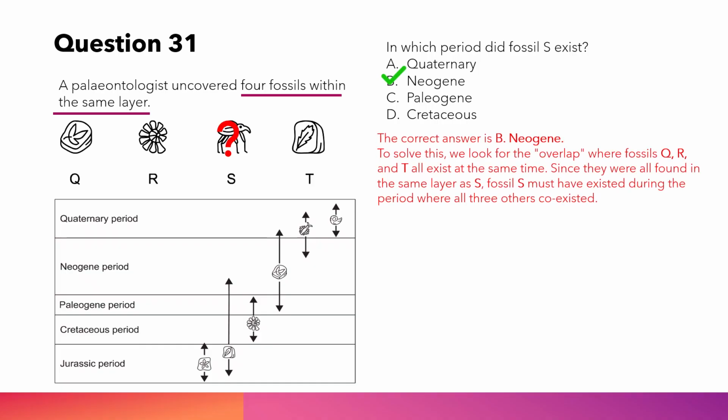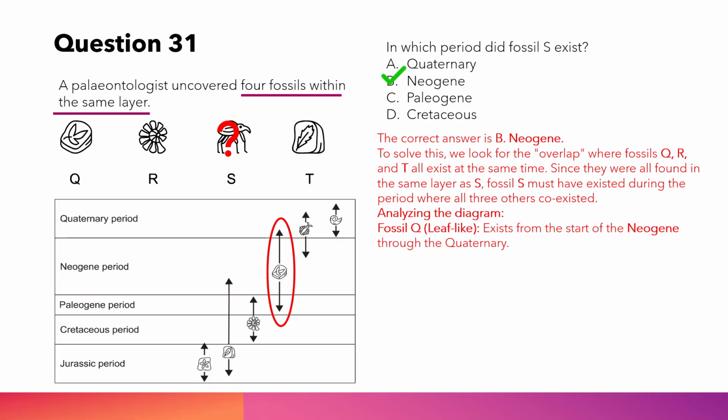To solve this, we look for the overlap where fossils Q, R, and T all exist at the same time. Since they were all found in the same layer as S, fossil S must have existed during the period where all 3 others coexisted. Analyzing the diagram, fossil Q, leaf-like, exists from the start of the Neogene through the Quaternary.